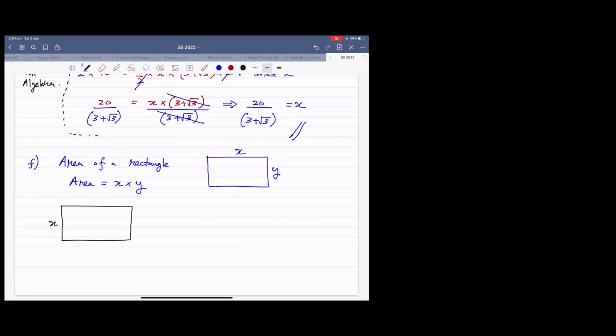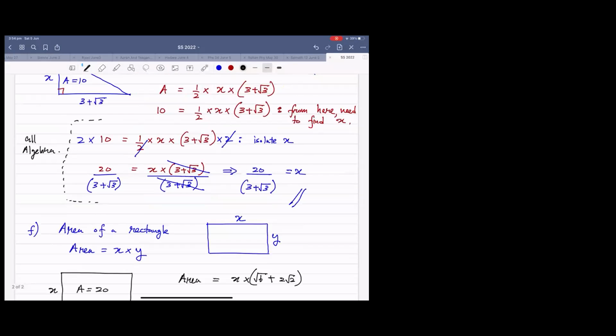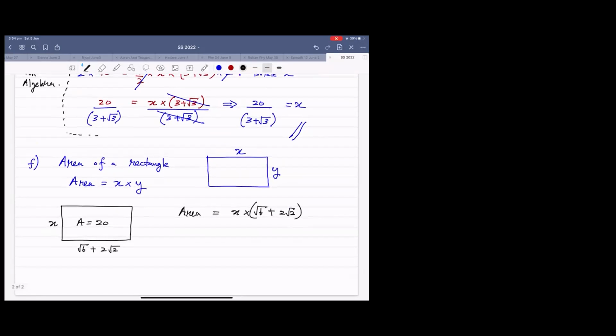Width is X, length is square root of 6 plus 2 square root 2. Area is given as 20. So you use the formula. Area is length times the width, which is x times square root of 6 plus 2 square root 2. So you put the bracket here. Why? Because the same procedure. You can see when two things are together, you put a bracket here. When you do questions again and again, by watching these things, you will be all right. So area would be 20. So x times square root of 6 plus 2 square root of 2.